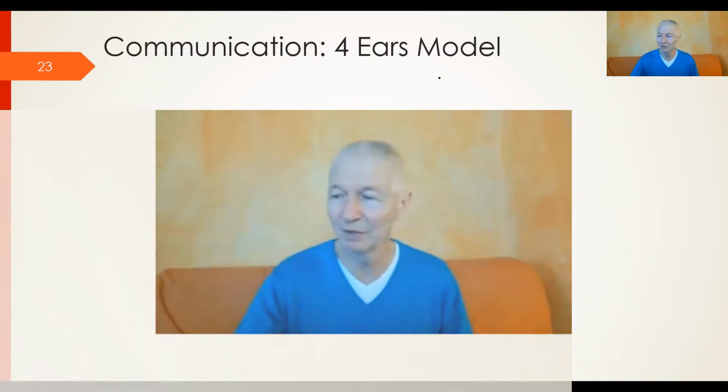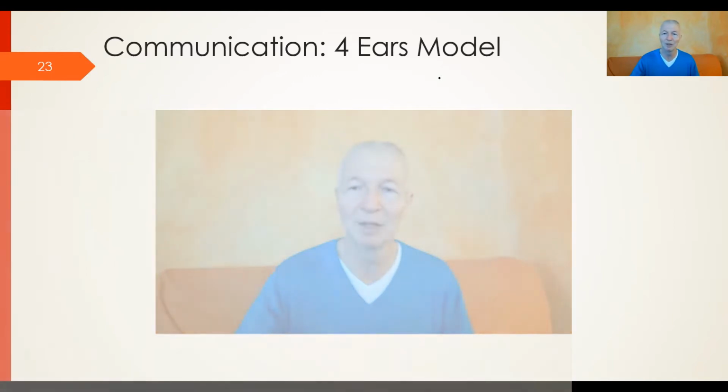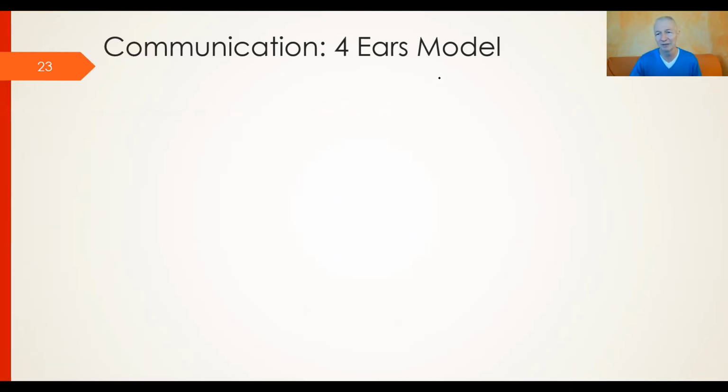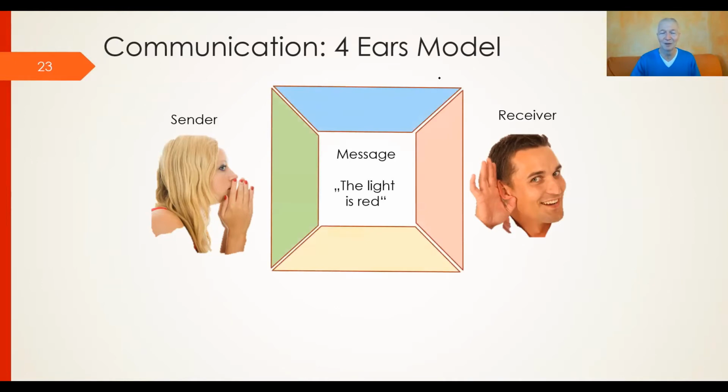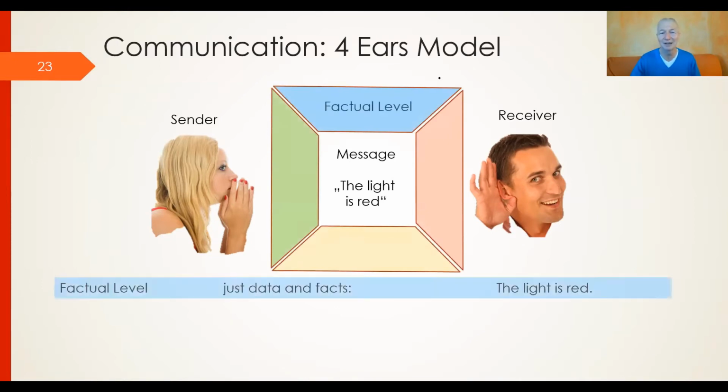So this is the so-called 4 ears model, because we have at least, I would say, 4 options to understand what our partner is saying. So imagine that the sender, the co-driver, says, "The light is red." And what does the receiver hear? The receiver, the driver, might hear, "Okay, the light is red."